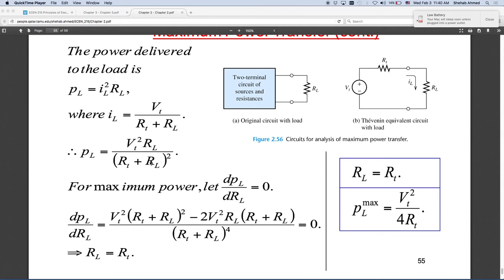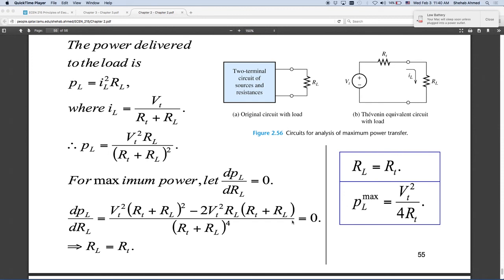This is power. If I want to maximize the power being transferred to my load, I will differentiate this power with respect to the load resistance value, and then equate that to 0. If I do that and solve, I will find that RL has to equal R Thevenin for maximum power transfer to the load, not highest efficiency power transfer, maximum power transfer to the load. And so for maximum power transfer, R has to equal R Thevenin, and hence P is equal to V Thevenin squared over 4R. Where does this come from?